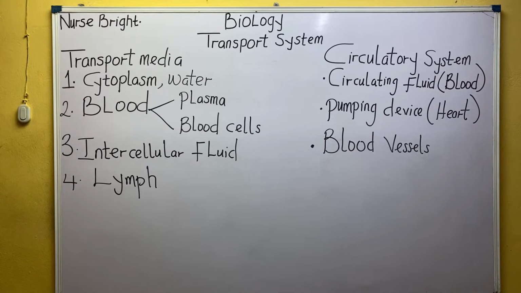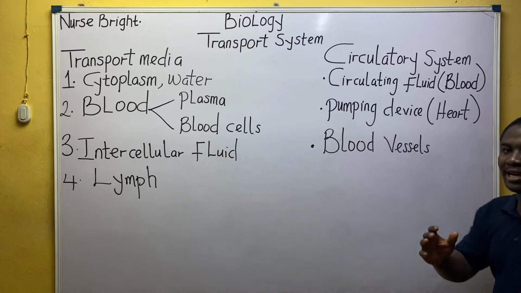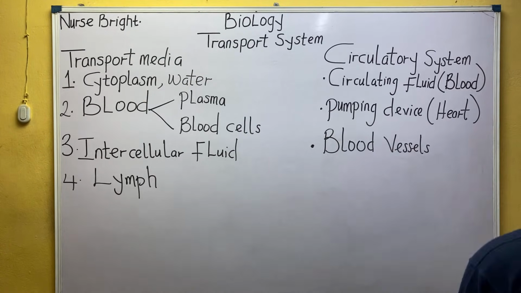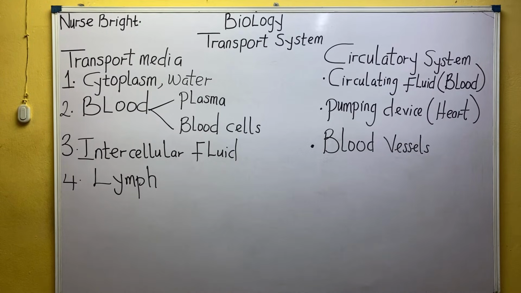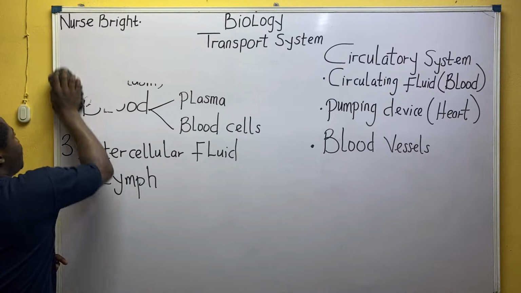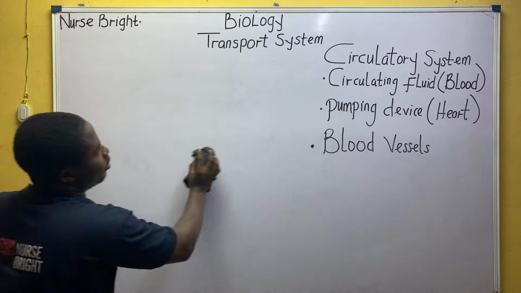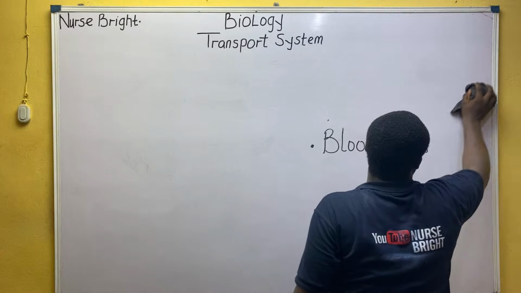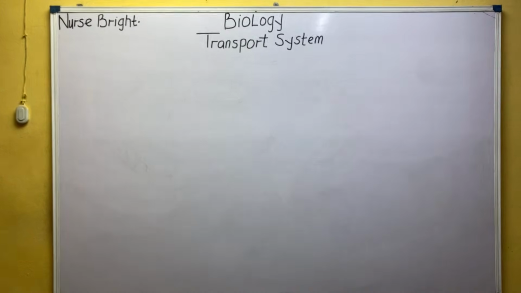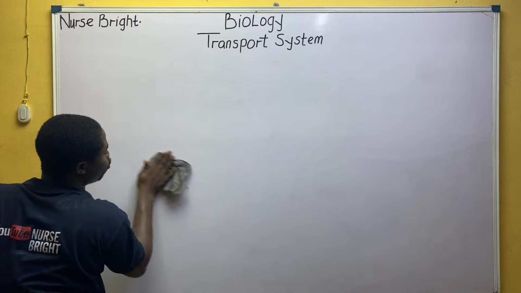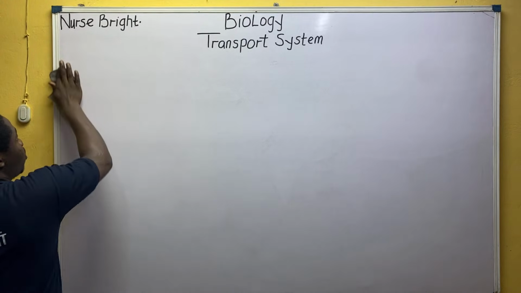So guys, without wasting time, let us talk about the two main types of the circulatory system. This circulatory system is divided into two major types. And let's work on them right away. I'm wiping the board so we can start on the types of the circulatory system. What are the types of the circulatory system, everybody? The circulatory system is divided into two. What are the two main types?